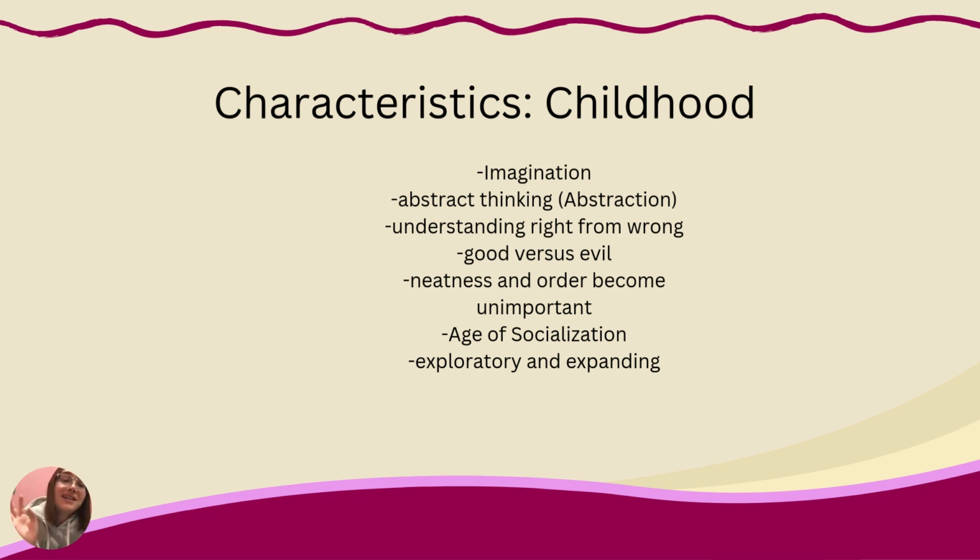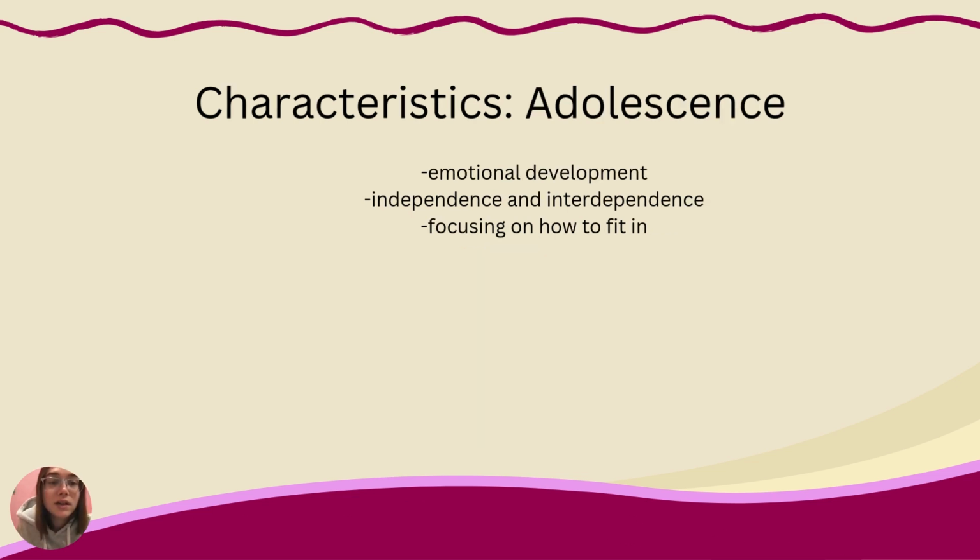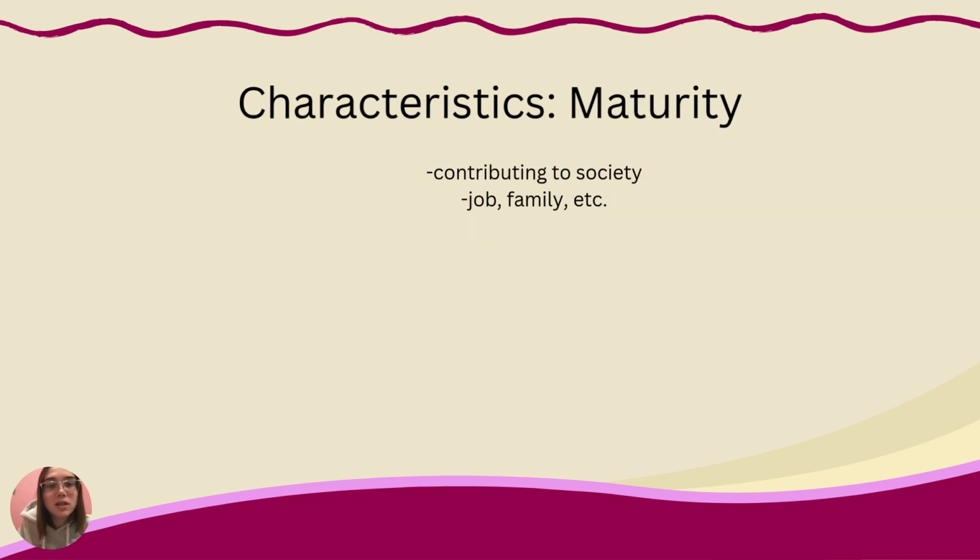And then the big one, it's the age of socialization. So they love to talk and talk and talk. And that is great. And then they just want to explore and expand, again, learn as much as possible. Then we have adolescence. This is very much emotional development. They want independence and then interdependence of working with others and focusing more on how to fit in instead of what things are, right? Or why things are. It's like, how is society working for me? How can I gain from this, right? Because then in maturity, they figure out how they then can help society.